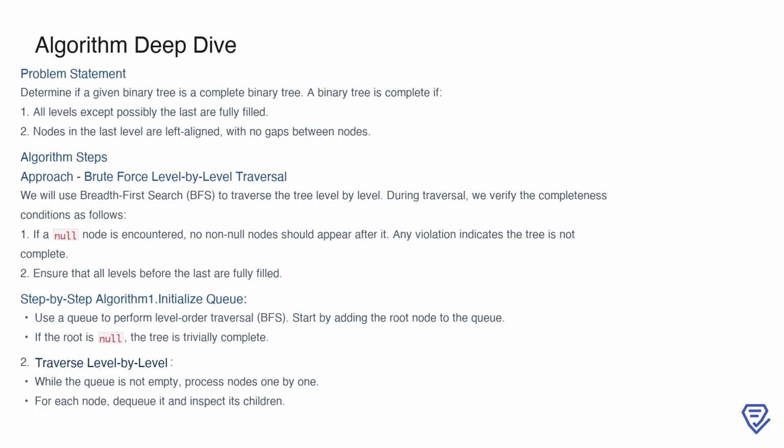In this problem, we are tasked with determining whether a given binary tree is a complete binary tree. To recall, a binary tree is considered complete if all levels except possibly the last are fully filled, and nodes in the last level must be left aligned, meaning there cannot be any gaps between nodes.